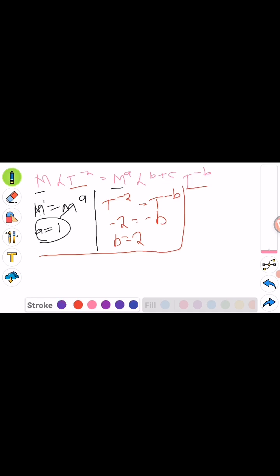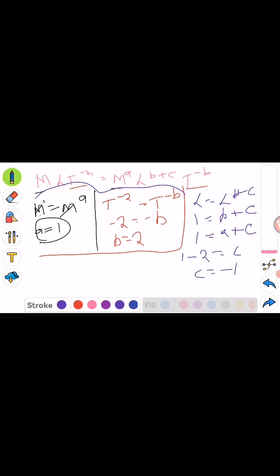Lastly, L should be equal to L to the power b plus c. So 1 will be equal to b plus c. We've already found the value of b, so this is equal to 2 plus c. Finding c, 1 minus 2 is equal to c, so c is equal to negative 1. So you found the values of a, b, and c.